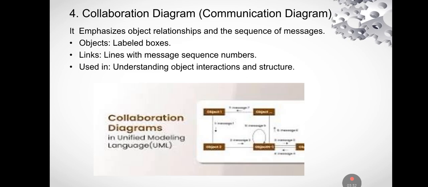Next type is the collaboration diagram, also known as the communication diagram. It emphasizes object relationships and the sequence of messages. Objects are labeled boxes and the links are lines with message sequence numbers. It is used in understanding object interactions and structure.